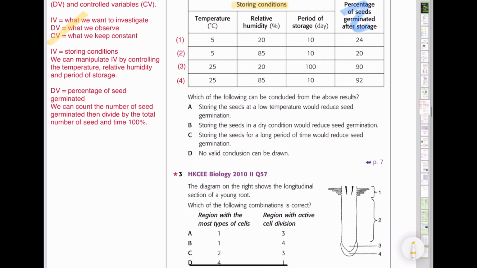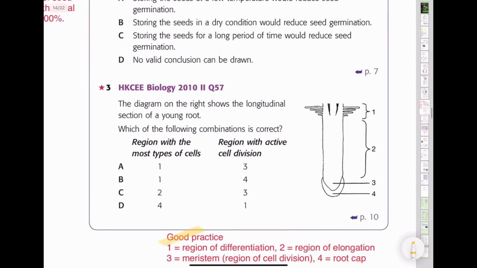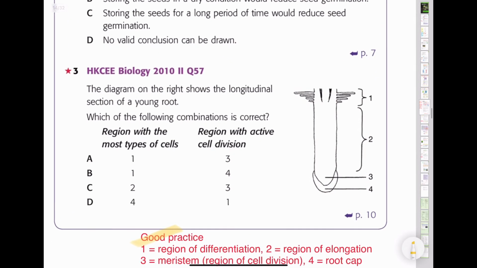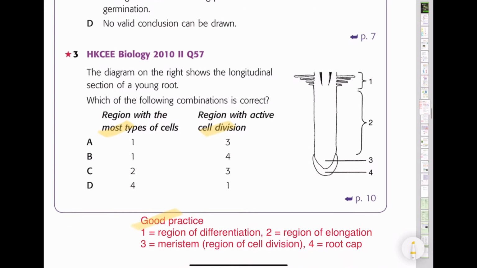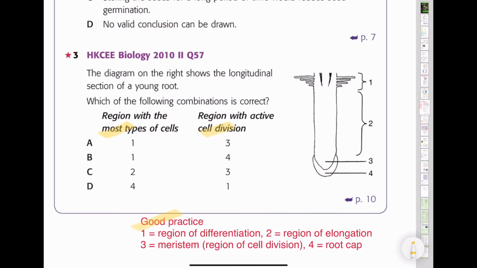Let's move on to question 3. For question 3, the diagram shows the young root, and for parts 1, 2, 3, 4, we need to do the matching. Which part is the region with the most types of cells, and which region has active cell division? For good practice, 1, 2, 3, 4, what are they? Region 1 is the region of differentiation. That means the cells will develop into different types of cells.